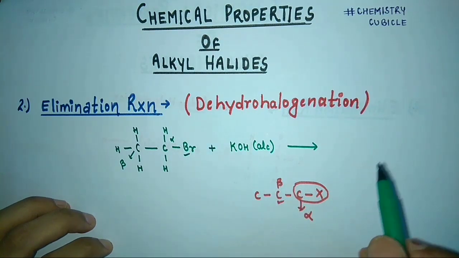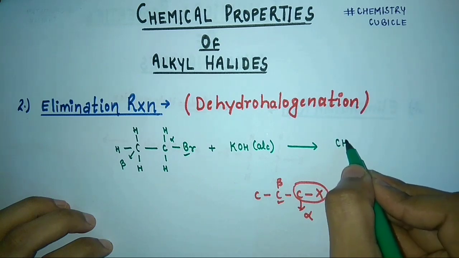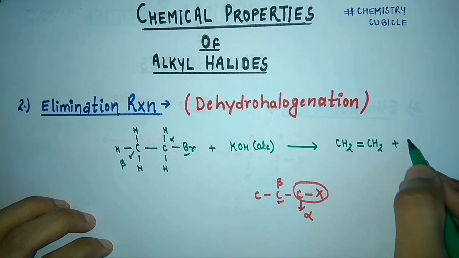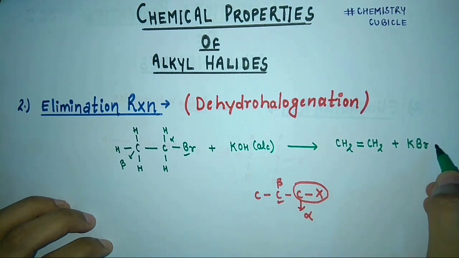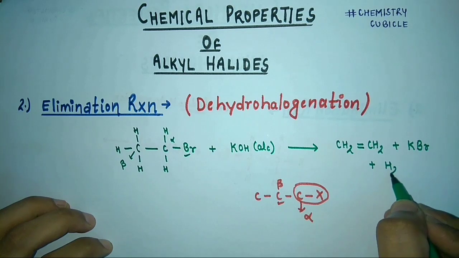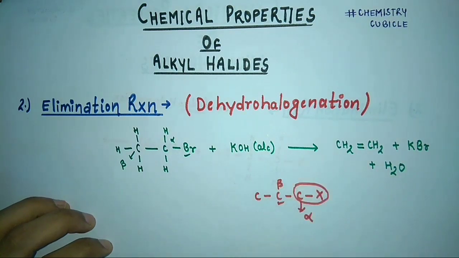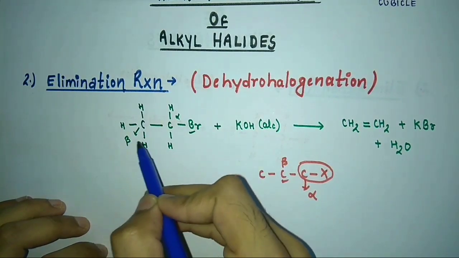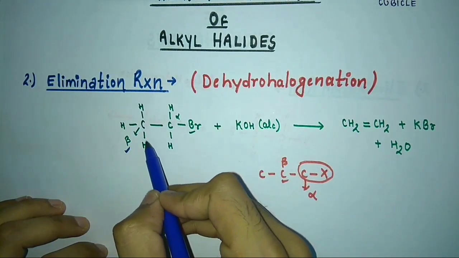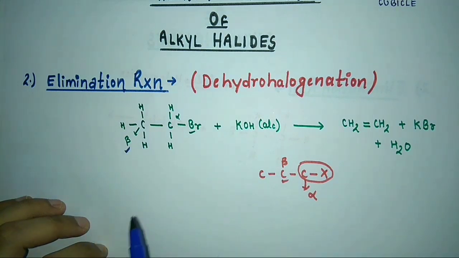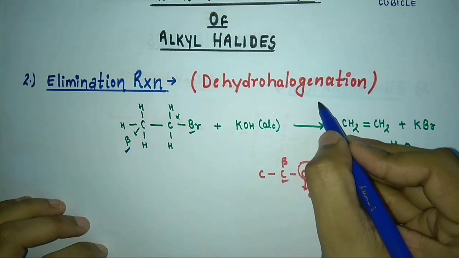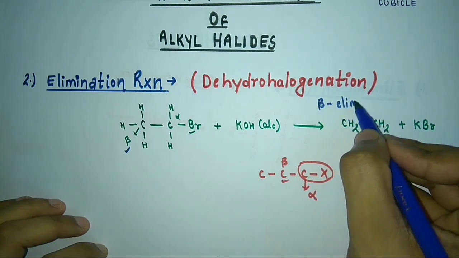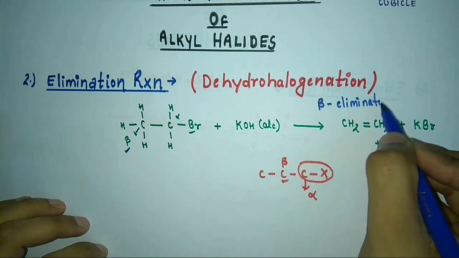and it leads to the formation of alkene. Okay, so what will be formed? The alkene will be our product, and the byproduct will be KBr plus water. Okay, so this is the dehydrohalogenation. Since the hydrogen atom will be lost from the beta carbon atom, this hydrogen is eliminating from this beta carbon atom, this whole reaction is often termed as beta elimination reaction. What will it be called? Beta elimination reaction.